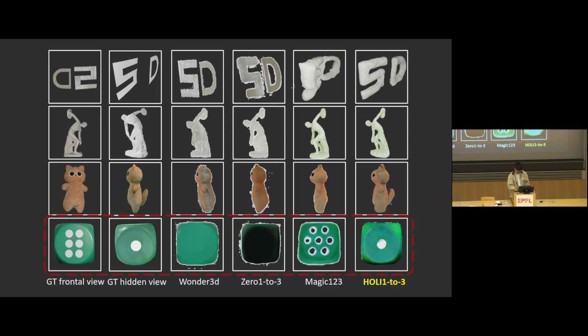Among all these cases, the most interesting one is the dice. We capture the front view of number 6 and Holy 123 produces the correct back face. However, other purely generative models, which only rely on the diffusion prior, such as Magic 123, output a random number on the invisible side. We have additional discussions in our paper.